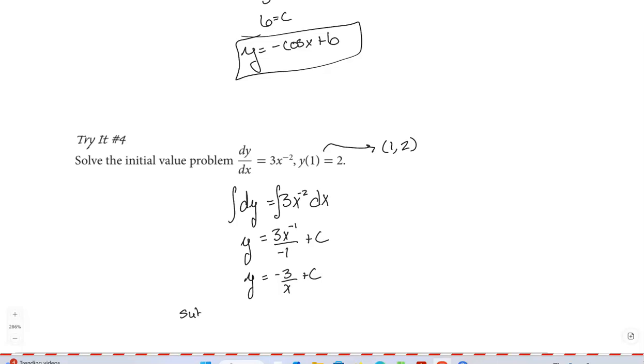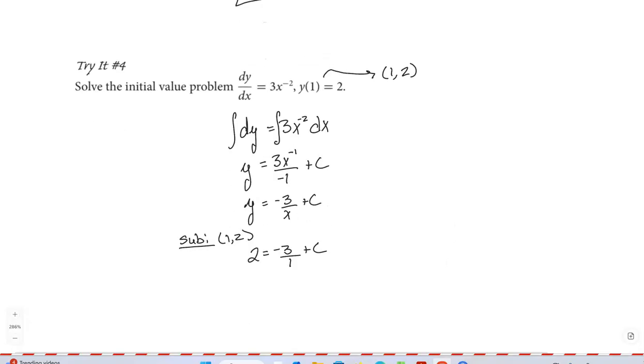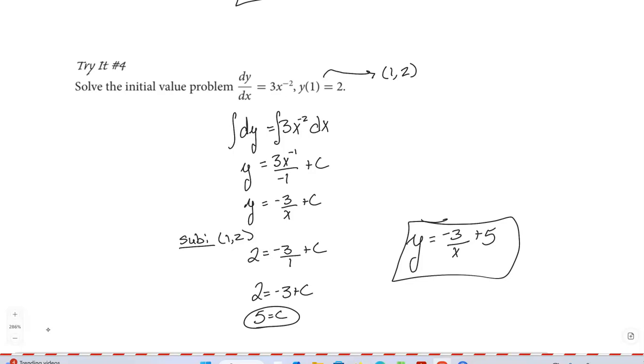And then we're going to substitute in our point, 1, 2. So y is 2 when x is 1. So 2 equals negative 3 plus c. So 5 is going to be our c value. So then our solution, this is called the particular solution, is going to be negative 3 over x plus 5. So that would be the solution to this differential equation.